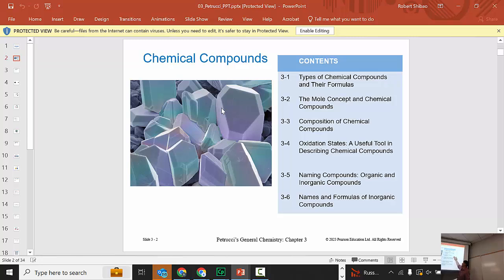This is why we're interested in types. The types of chemical compounds have different types of structures. Molecular compounds have a different structure than ionic, which have a different structure than network covalent. Those are the three types of structures that we're looking at, and there we can infer certain things.